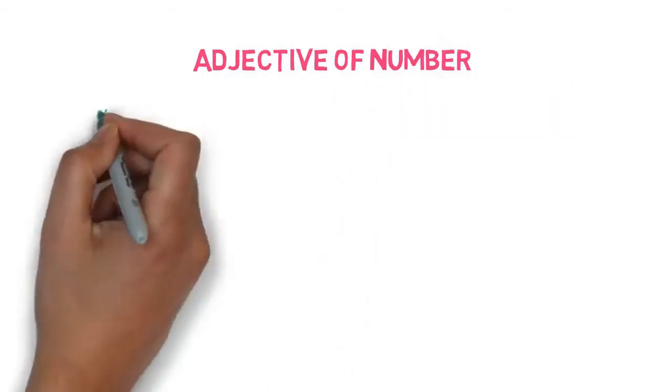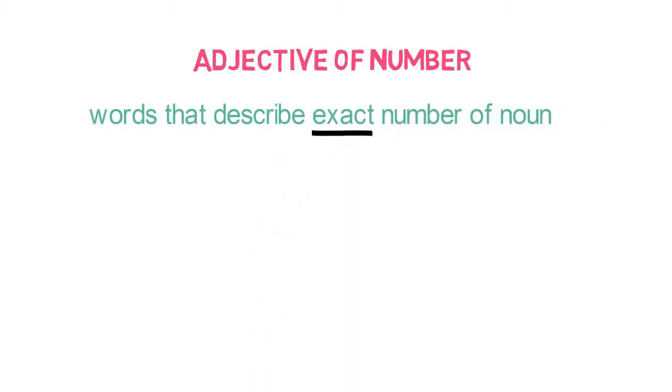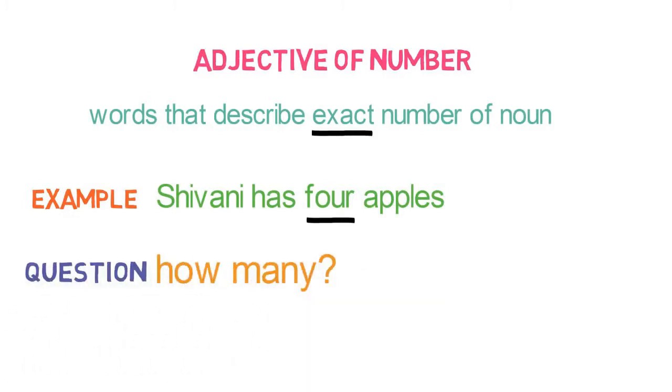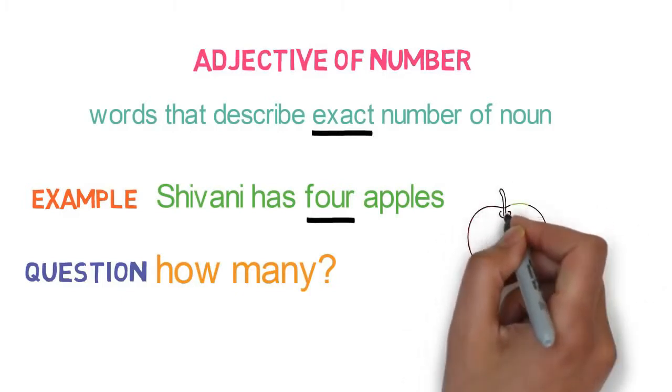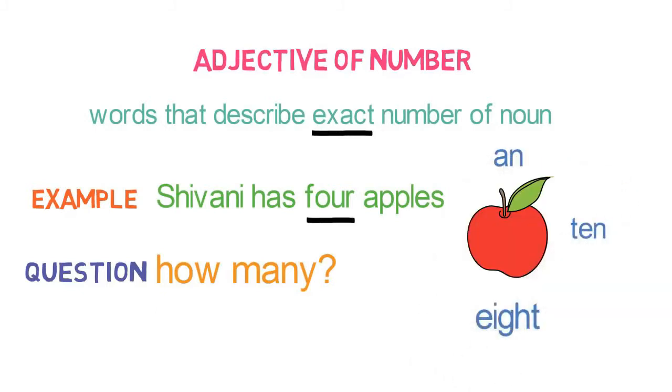Now let's look into the next type, adjective of number. They are the words that describe the exact number of a noun. Note the word exact number. For example, Shivani has 4 apples. Here, 4 is the exact number of apples Shivani has. They generally give the answer to the question how many in any sentence. If there is only one apple, then we can say Shivani has an apple. 8, 10 or any such exact number describes this adjective. So remember this, whenever you have any exact number that is describing a noun or pronoun, it is an adjective of number.